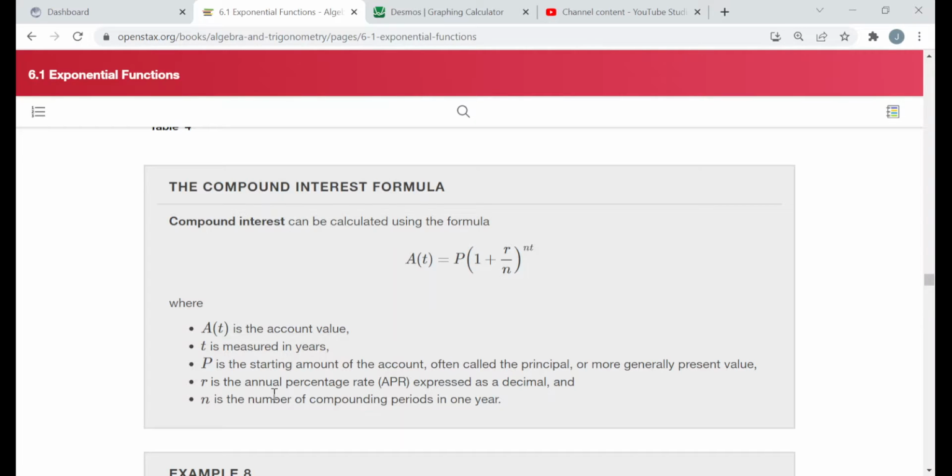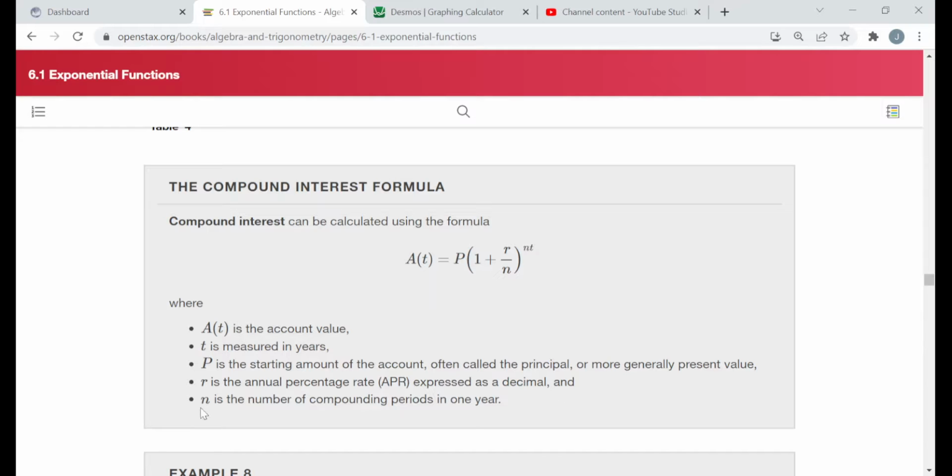R is the annual percentage rate, or APR. You may have heard APR talked about with credit cards before, or loans. This is also referred to as the nominal rate, as you'll read about in the text earlier. R is the annual percentage rate expressed as a decimal. So you've got to pay attention to that. Don't write it as a percentage, which I'll get to with the examples coming up.